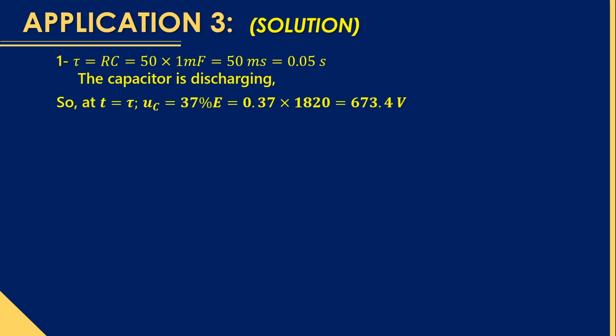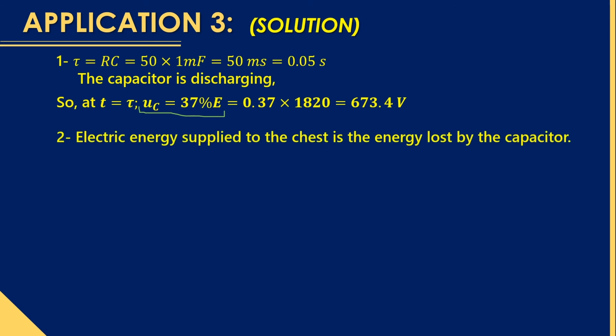To calculate the voltage at time equals 1 tau, we know that in discharging, after 1 tau, the capacitor keeps 37% of its voltage. So 0.37 times 1820, which is 673 volts. So it keeps this. The drop in voltage is 1820 minus 673, which is not our question now.